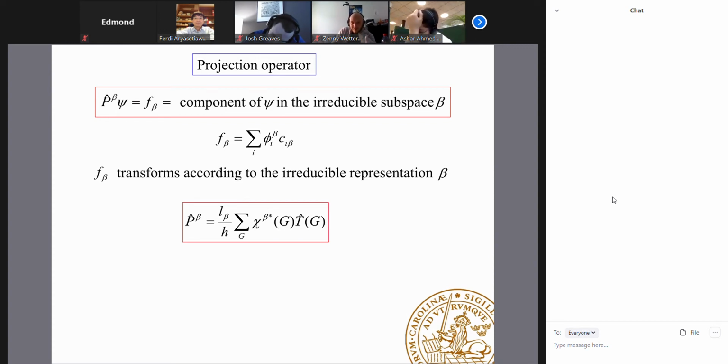So if you think about a representation, an arbitrary representation T, in general this representation is reducible, so it's possible to find some matrix, S and S to the minus 1 here, that brings the representation into block form. So these are the irreducible representations.